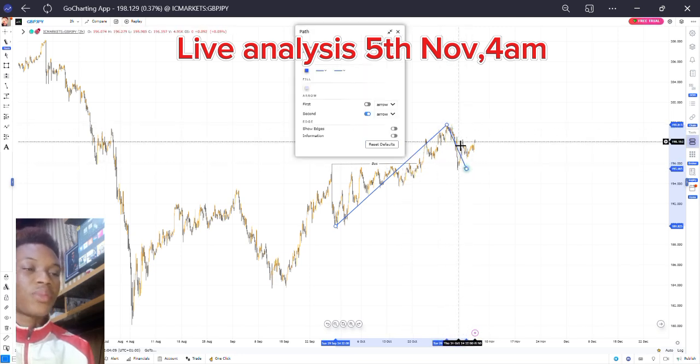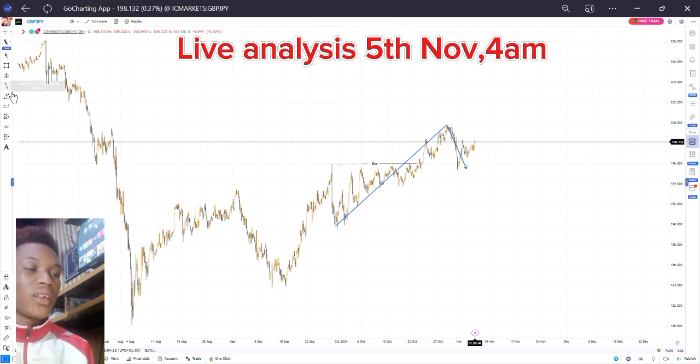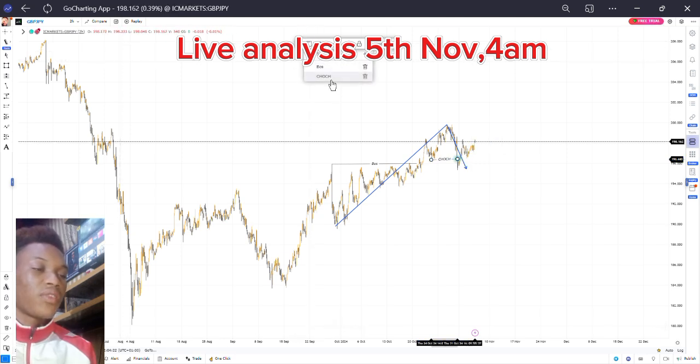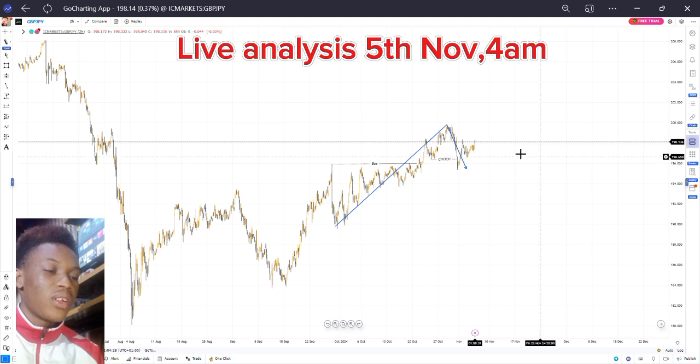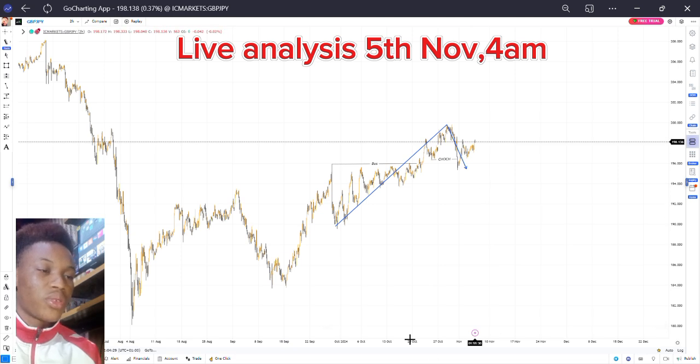Why is this a correctional movement? Because price swept this previous low, guys. So this is the current chart on GBP JPY, which is a change of character. This is a pullback. Impulsive, correctional, break of structure. And now let me zoom in.